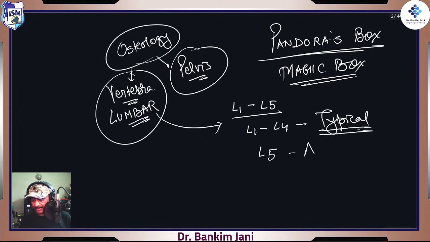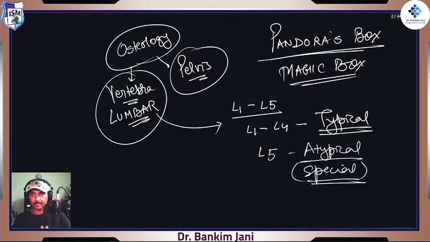L5 is atypical, or special. Why does it have to be special? Because it will be carrying the maximum weight. So there would be something extra, something special, right? Now, in general, the characteristic of these lumbar vertebrae is that they'll be large. Their size would be bigger.